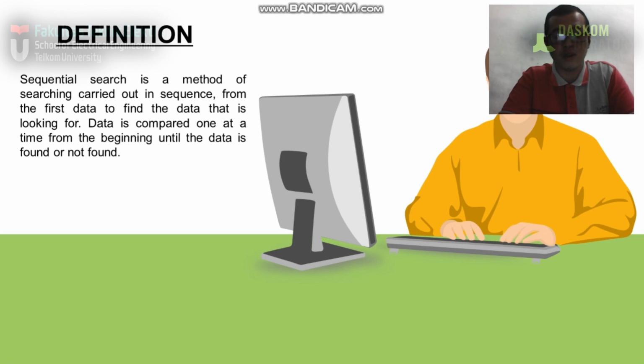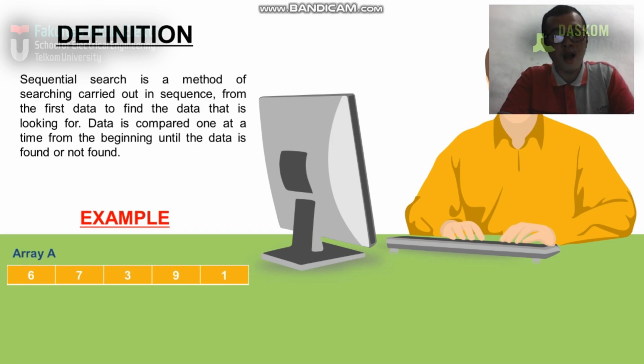For example, there is an available array A. The amount of data is 5. The 0 index, or the first data, is 6. The first index, or the second data, is 7. The second index, or the third data, is 3. The third index, or the fourth data, is 9. And the fourth index, the fifth data, is 1.